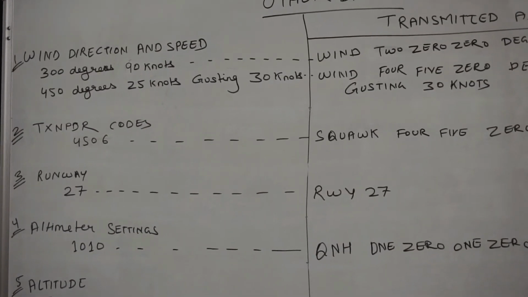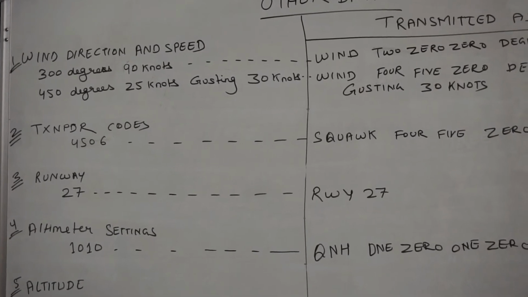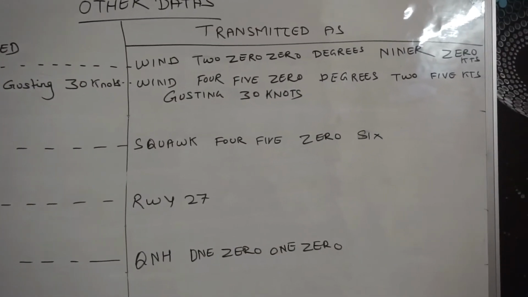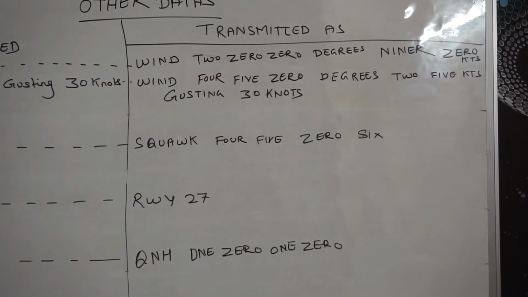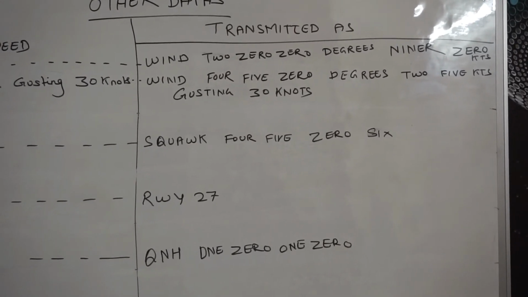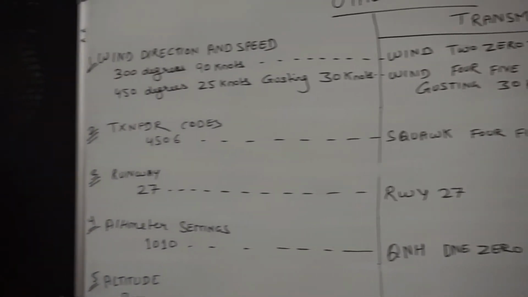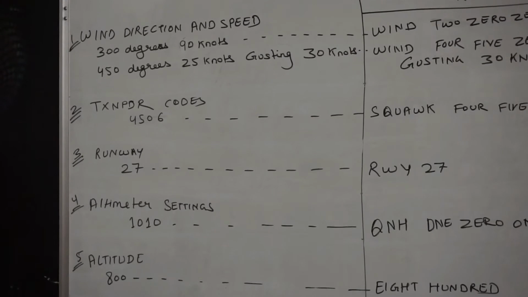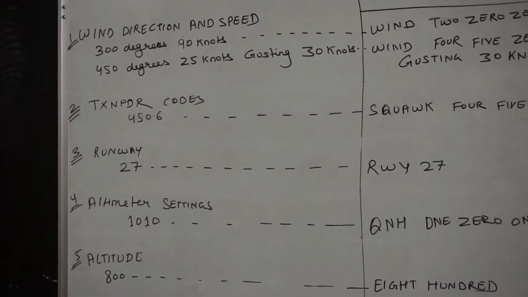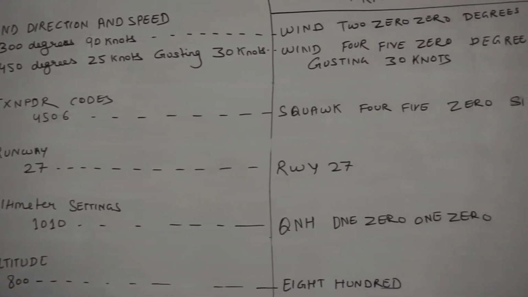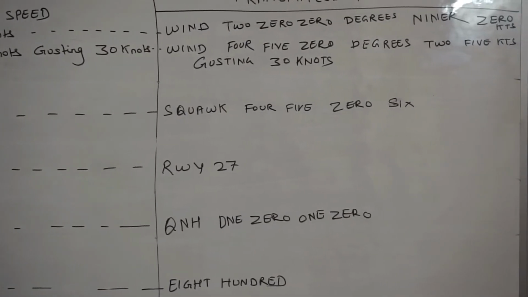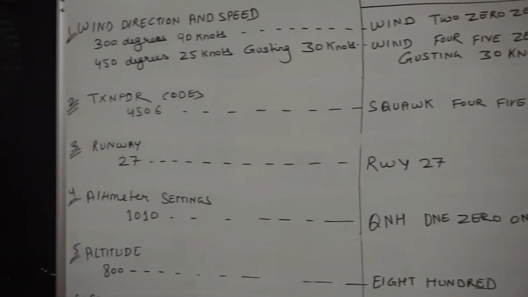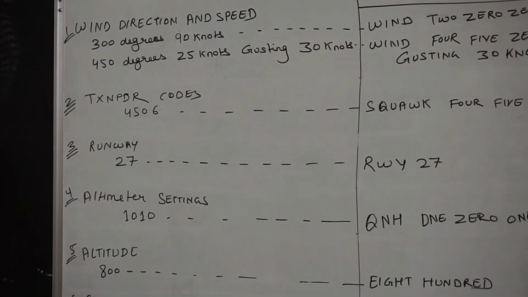The second is 450 degrees 25 knots, gusting 30 knots. So we'll say wind 450 degrees 25 knots, gusting 30 knots. Next, the transponder. The code is 4506, and we say squawk 4506. Squawk is the word we have to use when we are transmitting a transponder code.